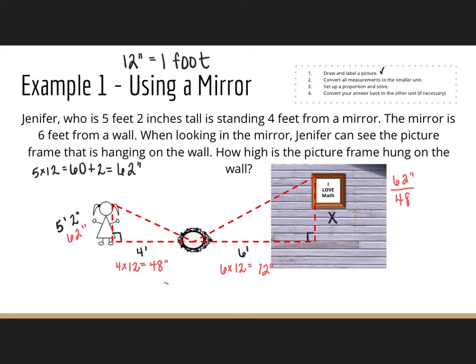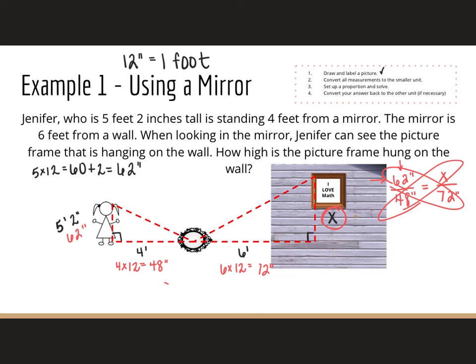So I put the entire left triangle here, and then that would be the same as... I started with her height, so I have to start with this height. So x over 72 inches. Once you get that set up, you're just going to cross multiply and divide.